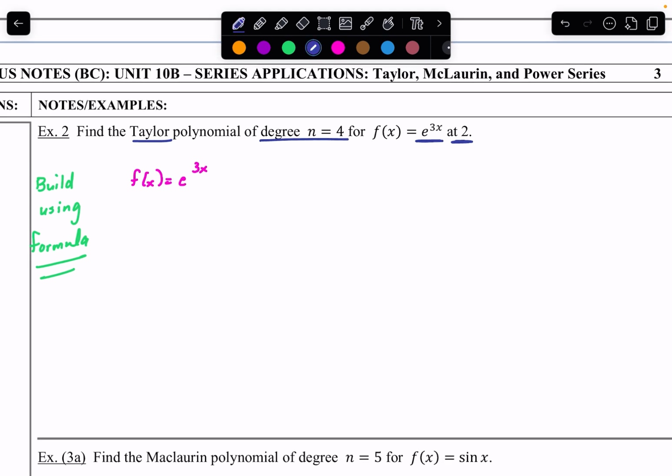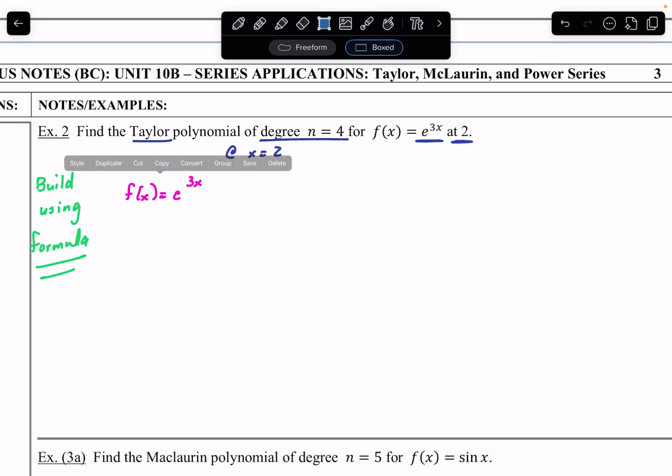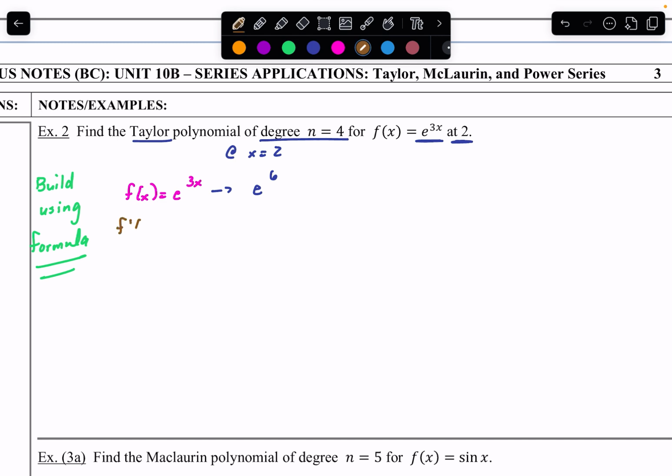So I start there, and then I immediately write my center, because I'll mess it up if I don't. So f of x, and then this is basically what's happening at 2. I'm going to move that down just a little bit. So this is your f of 2, right? So this would be e to the 6th. So I'm going to build all the derivatives. Now, if you know your derivatives, this is super easy, right?